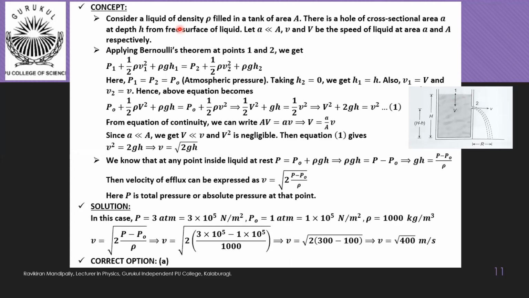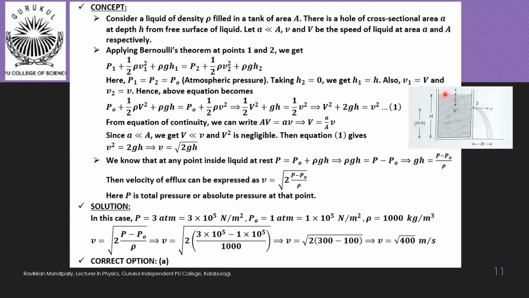Then we are also considering that small a is much smaller than capital A. That means the area of the hole is almost negligible compared to the area of cross section of the tank. Then capital V and small v be the speeds of liquid at area capital A and area small a respectively. That means at this point the liquid's speed is capital V, and at this point the liquid is coming out with speed v.